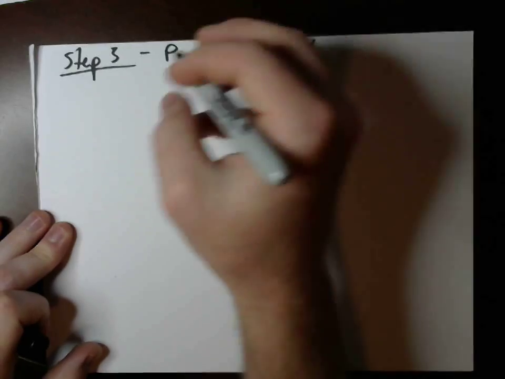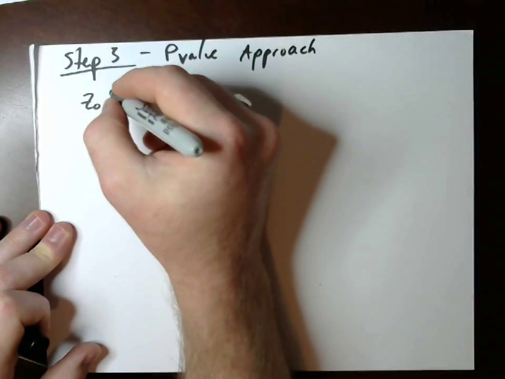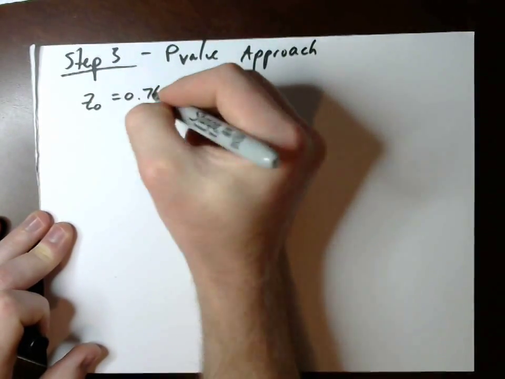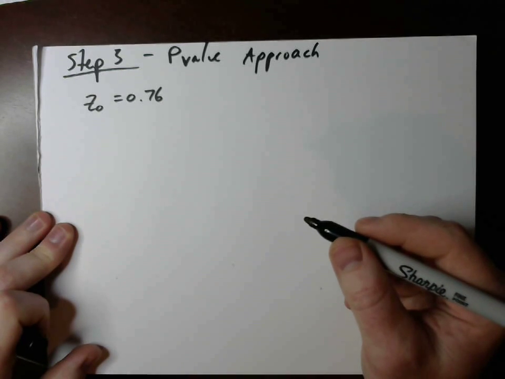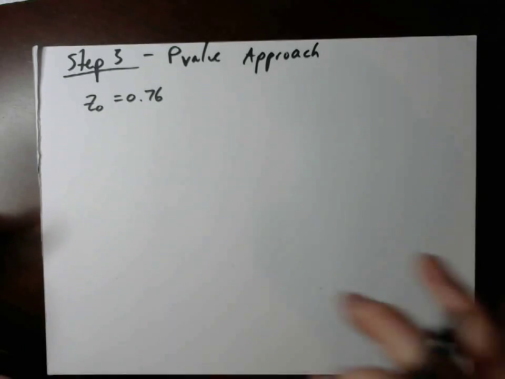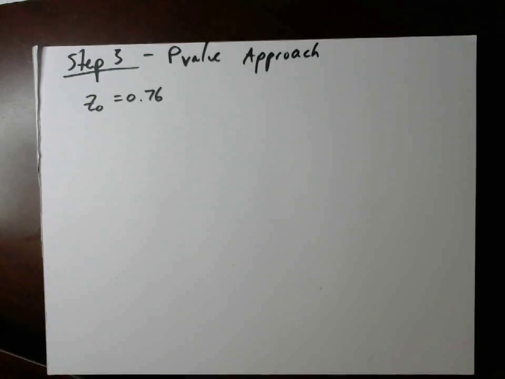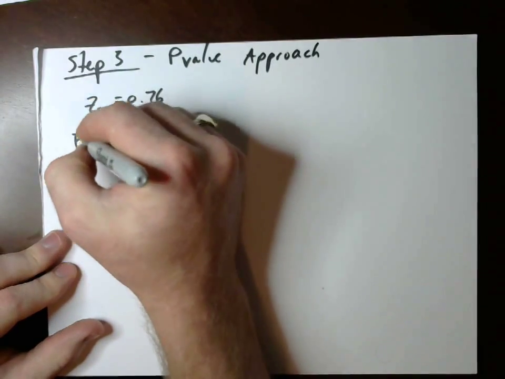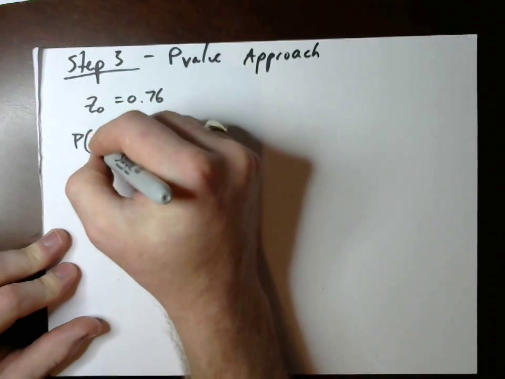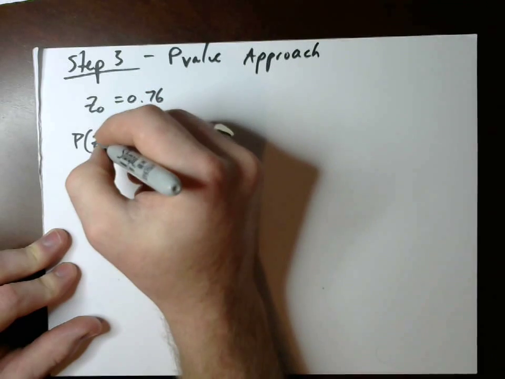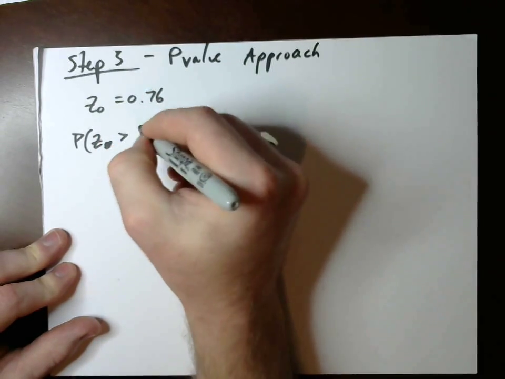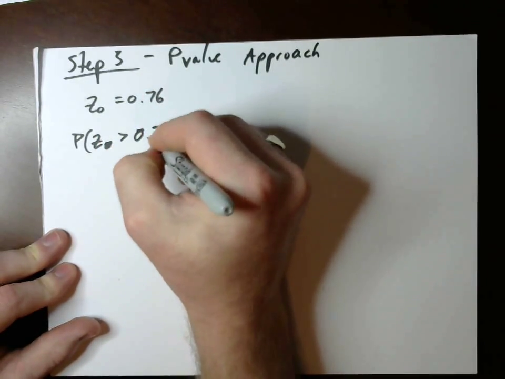we're going to use z0 equals 0.76, and we're going to find a p-value. That represents the probability of being on the tail compared to our test statistic. So we're going to find the probability that z is greater than 0.76, which is z0.